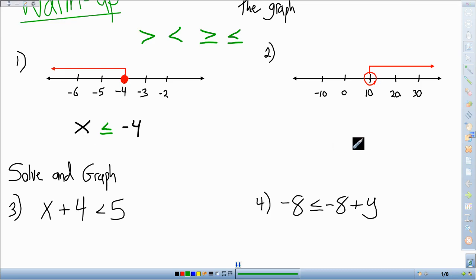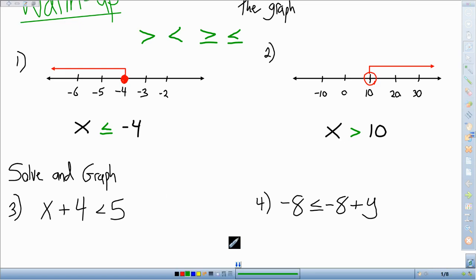On number 2, same idea. I'm going to use x. Looks like we're at +10 here. This time we have an arrow going to the right where the numbers are getting greater, and we have an open circle, which means it's not greater than or equal to, just greater than. So x is greater than 10.